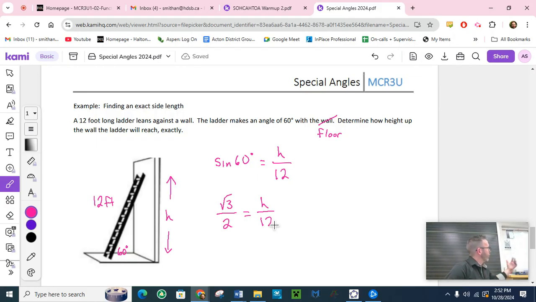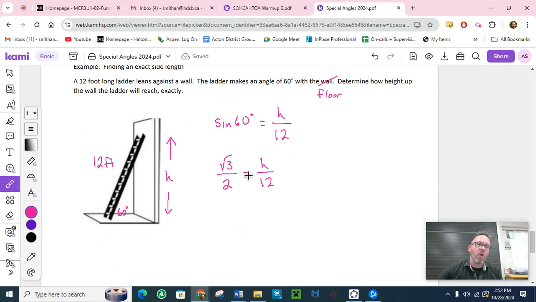And now we'll just solve for h using cross multiplication. We're going to have 12 times root 3 and then divided by 2. And that's the exact value. And then we should just simplify if we can. And this one's not too hard to simplify. 12 divided by 2 is exactly, I almost said exactly 3, exactly 6. The height of the ladder, 6 root 3 meters, exactly 6 root 3.